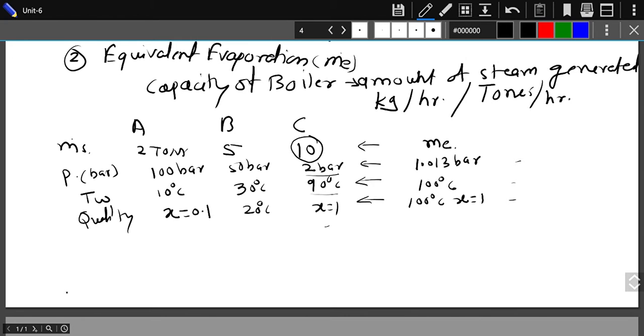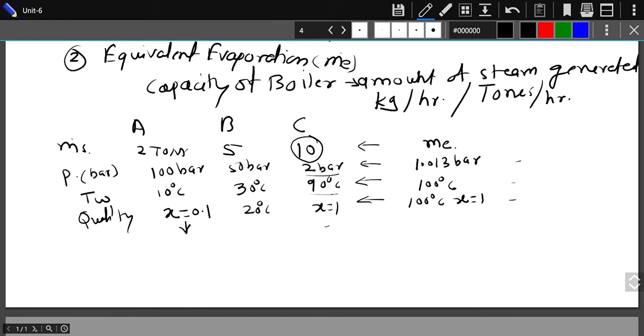So see here, suppose I want to find out the equivalent evaporation of this boiler A. I will supply the water at 100 degrees centigrade to that boiler, and I will get steam whose dryness fraction is 1, at a pressure of 1.013 bar. Then if that boiler is generating some amount of steam per hour, I will say that amount is the equivalent evaporation of that boiler. This is the definition, or you can say the explanation, of equivalent evaporation conditions.